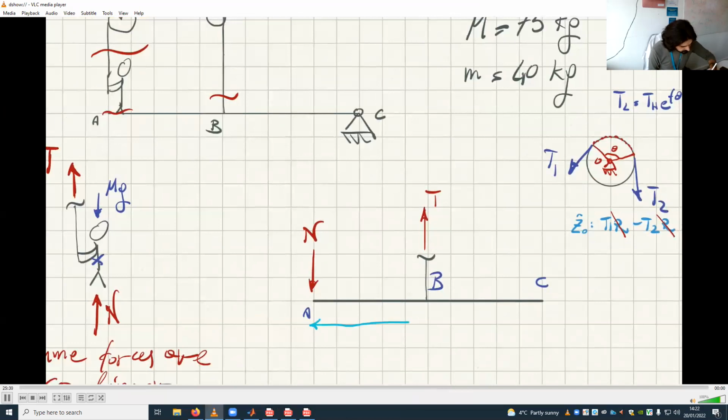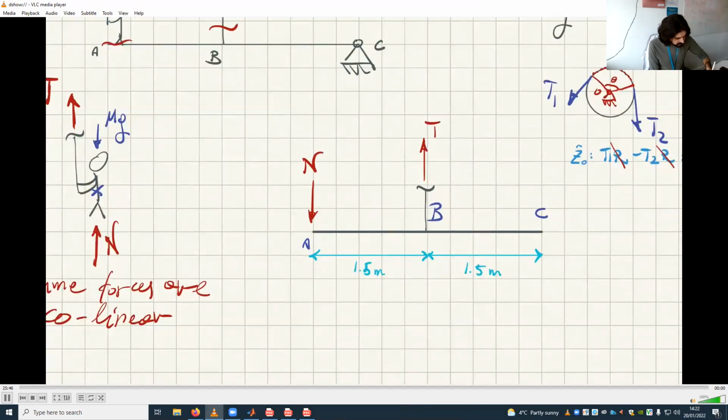We have 1.5 meters and 1.5 meters. So we have a weight force of mg applied at the center of gravity. Now, in C, what kind of support is that in C?